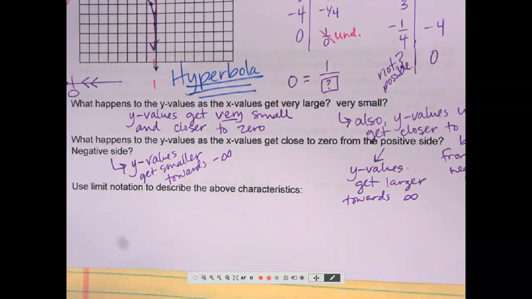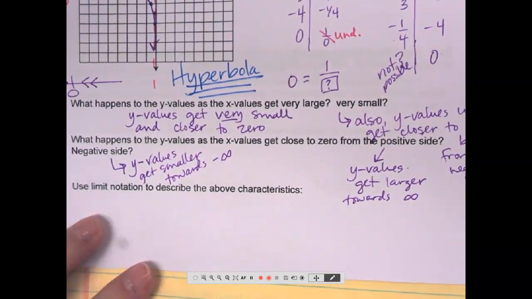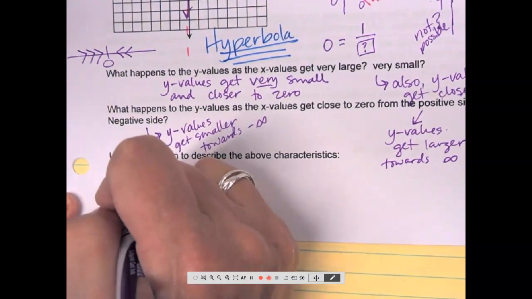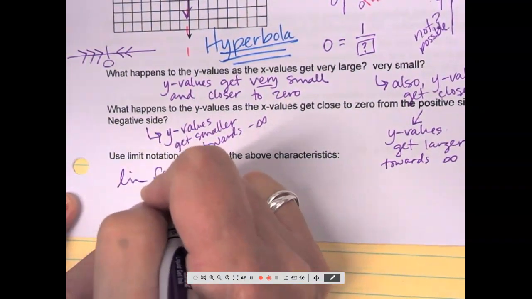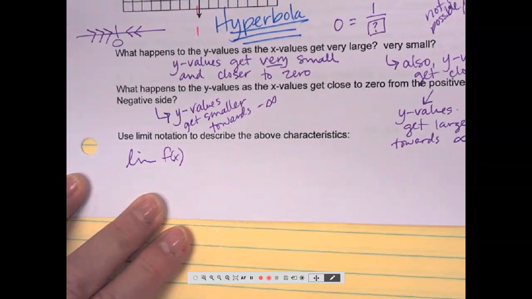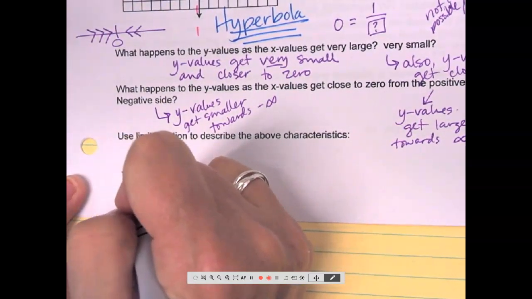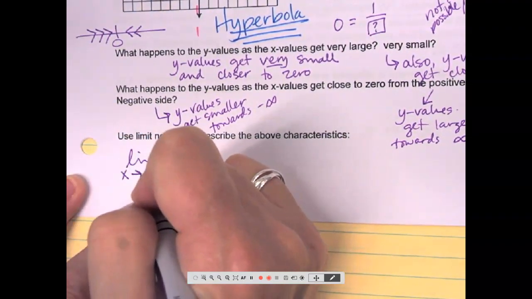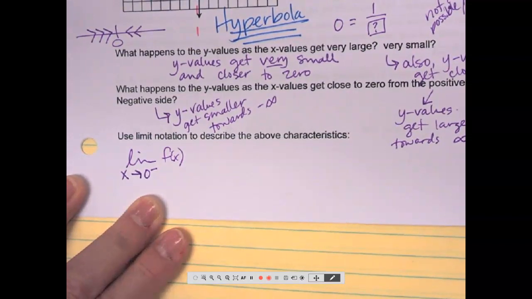Okay, so that's a whole lot of words. We don't like to write a whole lot in math. We'd much prefer to use symbols. So I can write all the stuff that we just wrote out much easier if I use limits and some symbols. Okay, so let's do this. What happens to this function, f of x, as x approaches 0 from the left?